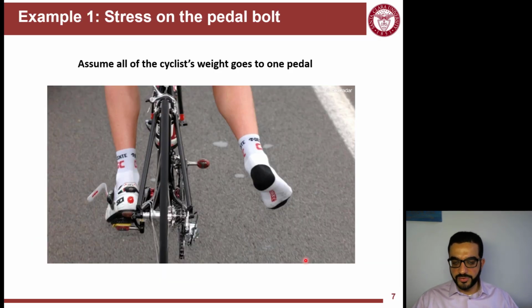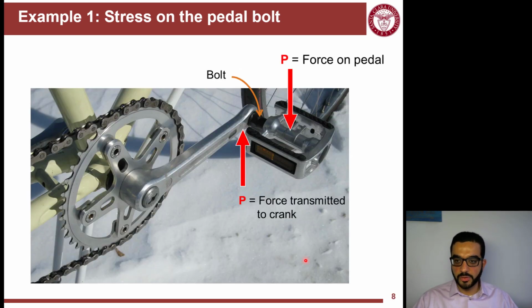Let's see another example of single shear and double shear, for those of you who bike. We have the bike, the pedal, and let's assume a loading case where all your weight is going through one foot and is applied on one pedal. We're analyzing the bolt of the pedal. Your weight is here, and the crank is supporting the bolt, resisting it with a counter force, P.